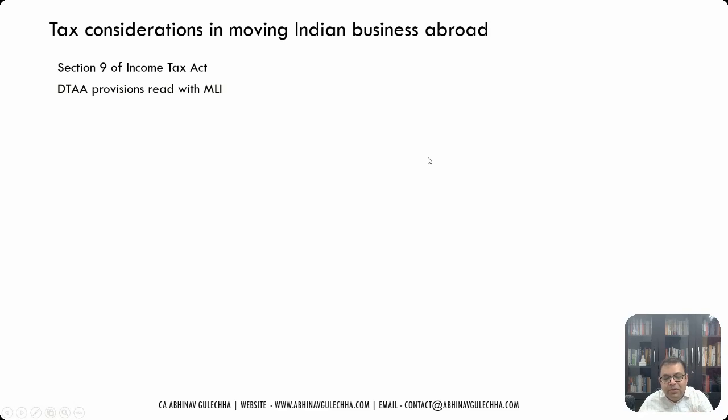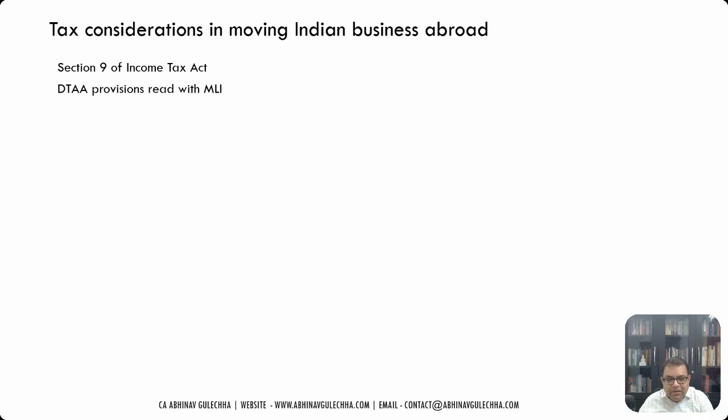Second, now you decide that you are incorporating a business in a country where there is a DTAA, double taxation avoidance agreement, between India and that particular country. Then what you need to see are the relevant DTAA provisions: the provisions with respect to the permanent establishment, business profits, associated enterprises, and then the individual payments like royalty, FTS. Those particular articles you need to study, and you need to study them along with the multilateral instrument.